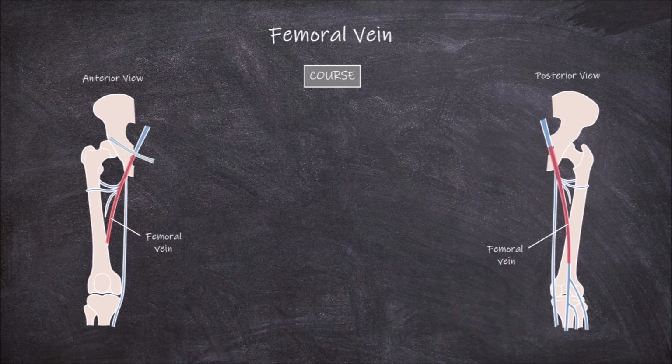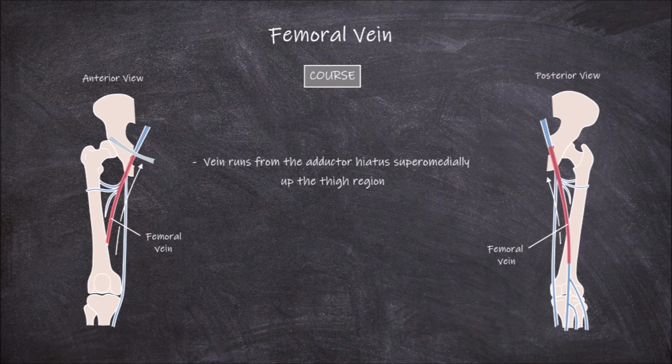What is the course of this vein? This vein runs from the adductor hiatus superior-medially up the thigh region. As it reaches the posterior of the inguinal ligament, this vein ends by continuing as and draining into the external iliac vein.